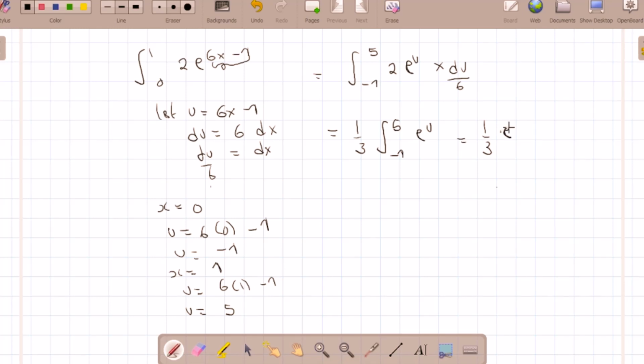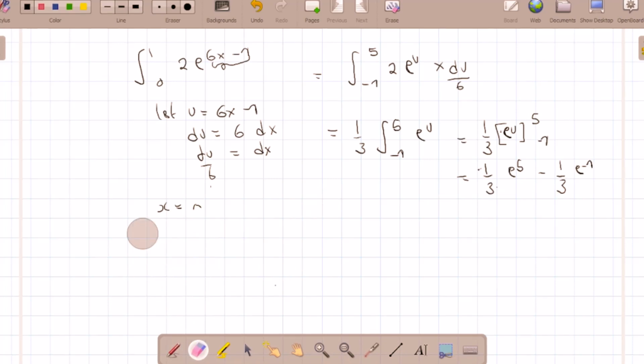We shall have e to the power u from minus 1 to 5. Now this is going to be 1 over 3 e to the power of 5 minus 1 over 3 e to the power of minus 1. And we are done with this problem.